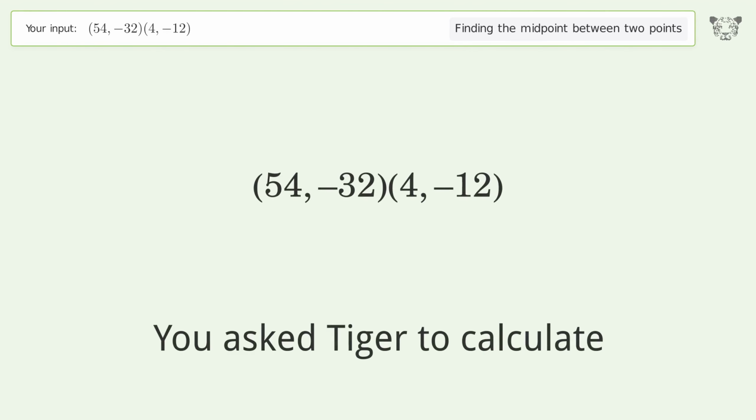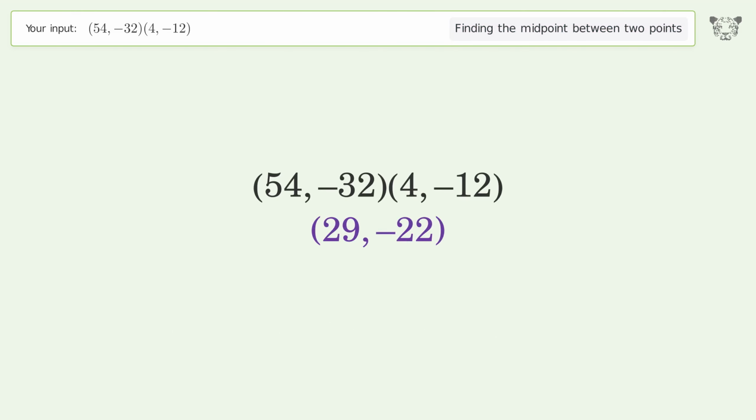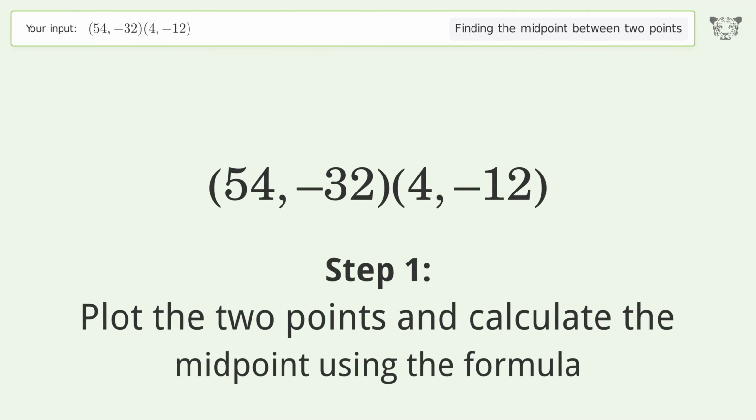You ask Tiger to calculate. This deals with finding the midpoint between 2 points. The midpoint between the 2 points is 29, negative 22. Let's solve it step by step. Plot the 2 points and calculate the midpoint using the formula.